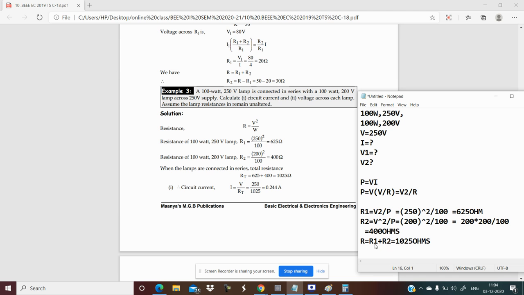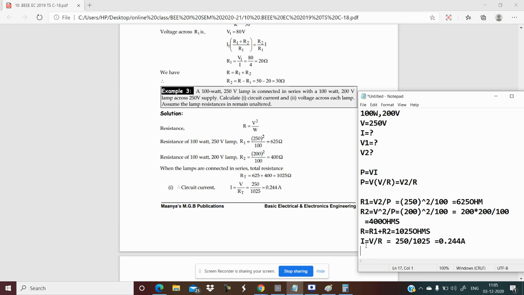Okay, so now you have the total resistance. You have to calculate the total current value. I is equal to V by R, that is, total resistance. What is V? V here is the supply voltage, that is 250, divided by R, which is 1025. So you will get the current is equal to 0.244 amps.